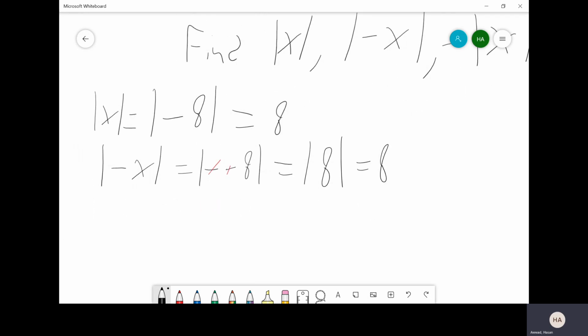And last but not least, we have the negative absolute value of x.